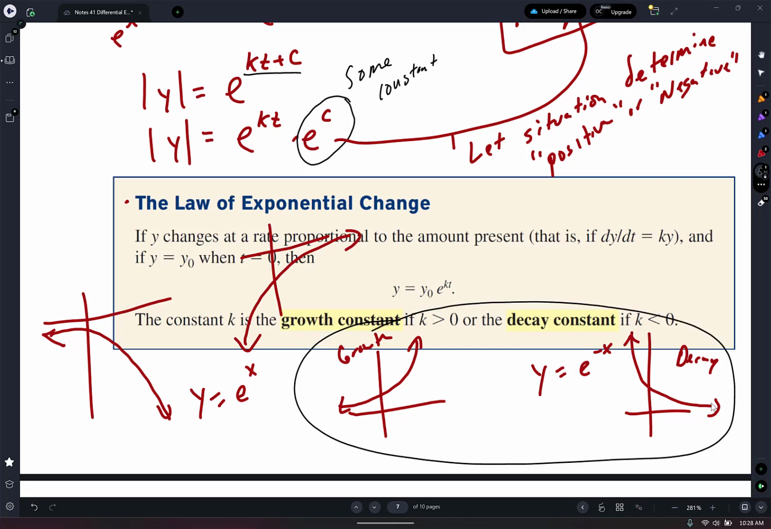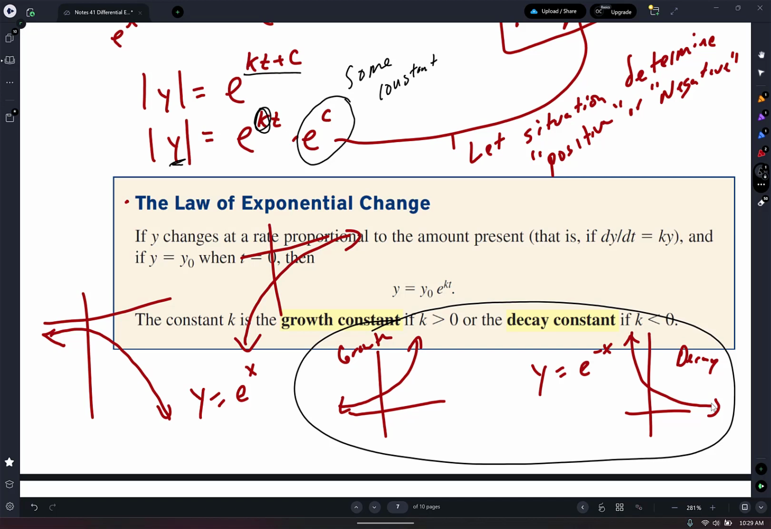So my output's always going to be a positive y value, but the k value, because I know here it says if the k is positive, it's a growth. If the k is negative, it's a decay. That's because with e to the x, if it's positive, you go further away from the x-axis, and with e to the negative x, you get closer and closer to the x-axis. It's like the growth and decay.